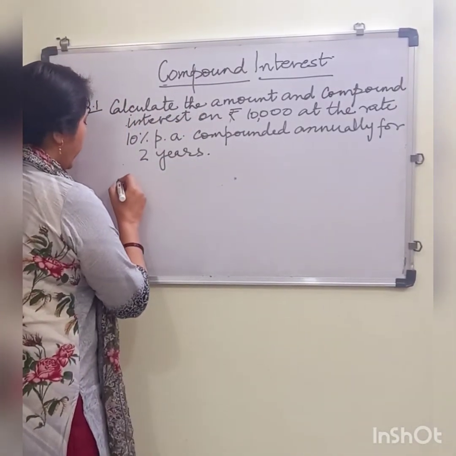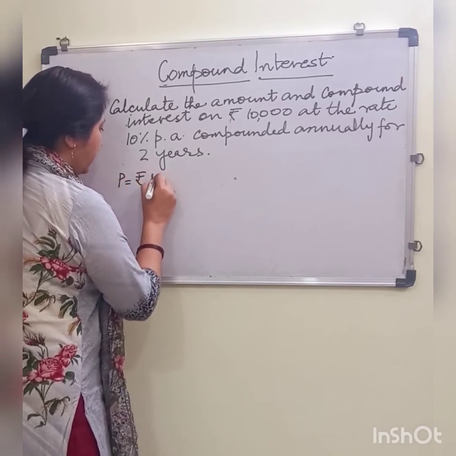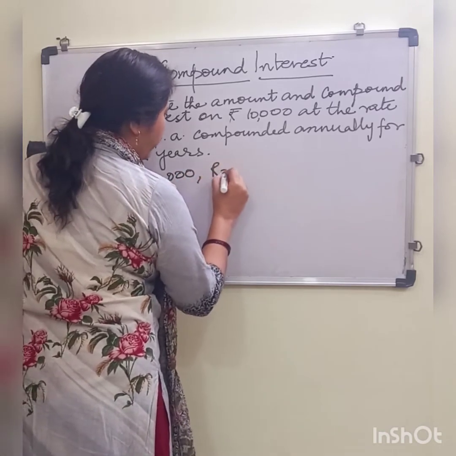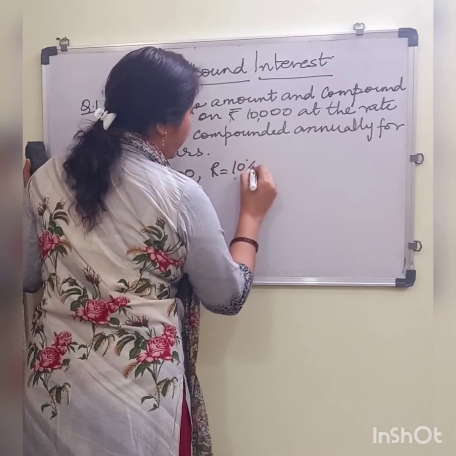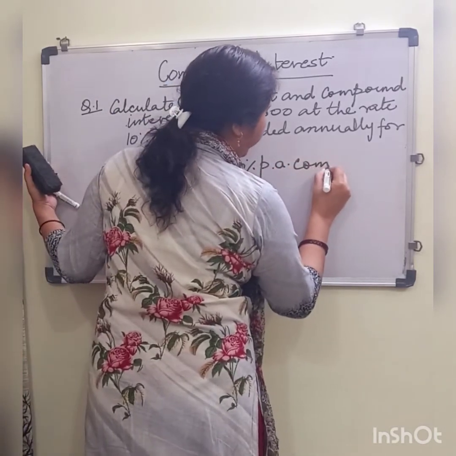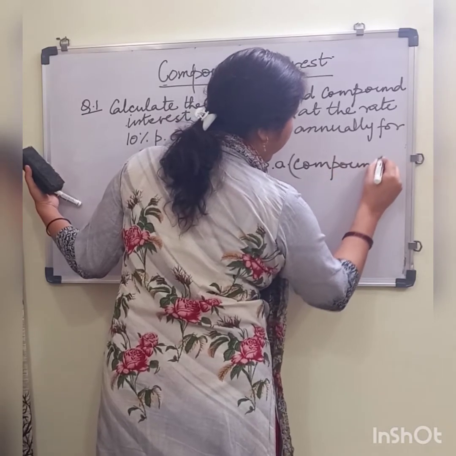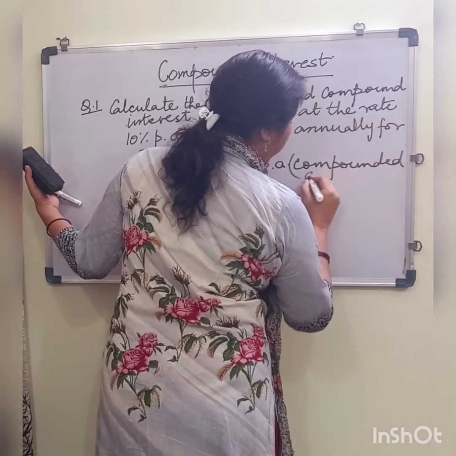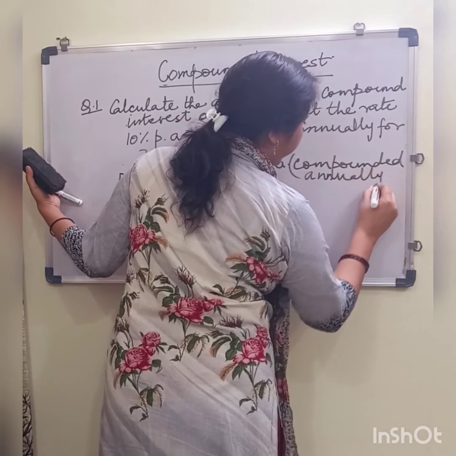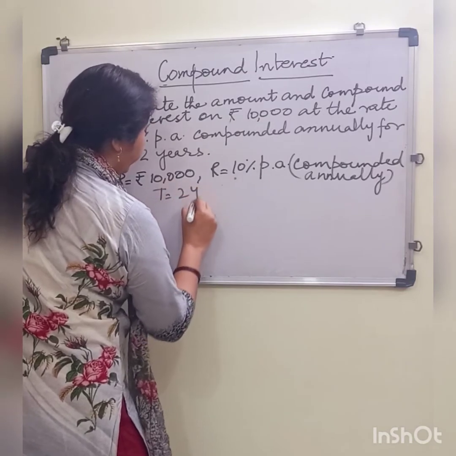First of all, we write down all the given things. Your principal is rupees 10,000. Rate is 10% per annum compounded annually, and time is 2 years.